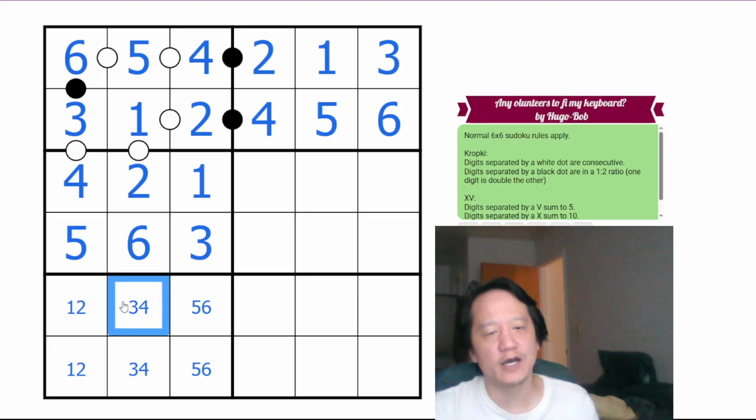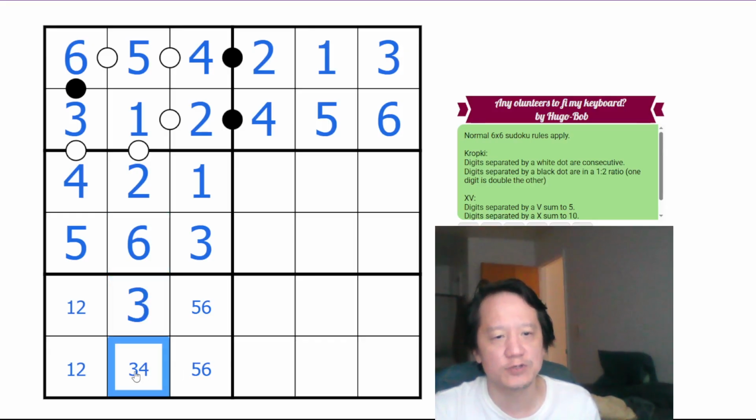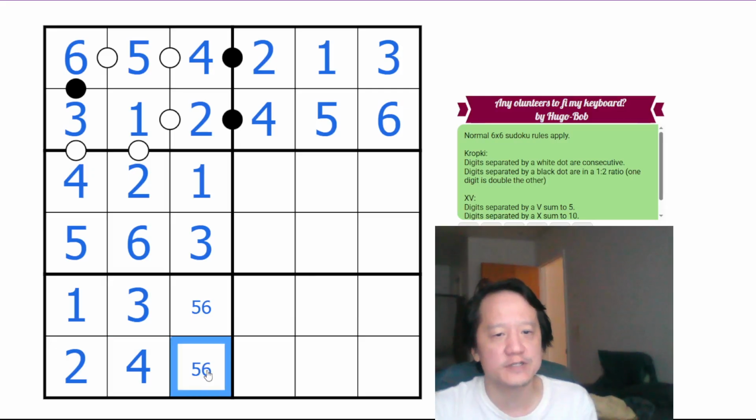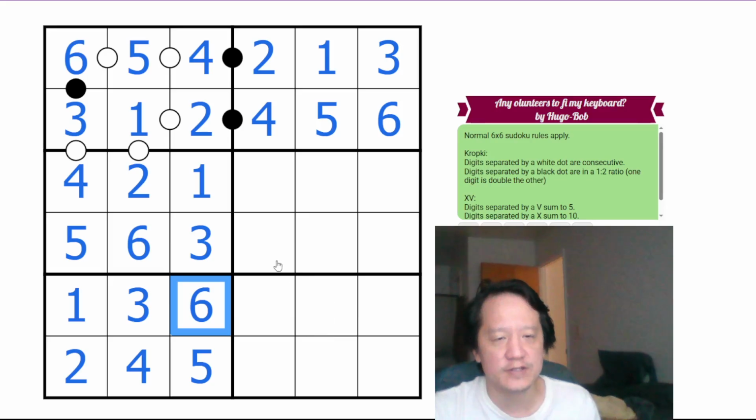6 and 4 add up to 10, and there's no X between these two cells, so this is 3, which makes this 4. 3 and 2 add up to 5, so this must be 1, which makes that 2. 4 and 6 cannot add up to 10, so it cannot be here because they would then need to have an X between them. So that's 5, that's 6 there.